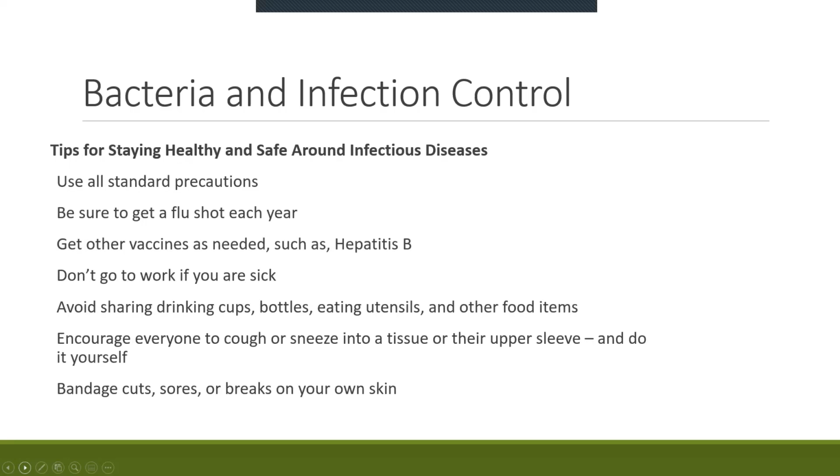Tips for staying healthy and safe around infectious diseases. Use all standard precautions. Be sure to get a flu shot each year. Get other vaccines as needed, such as hepatitis B. Don't go to work if you are sick. Avoid sharing drinking cups, bottles, eating utensils, and other food items. Encourage everyone to cough or sneeze into a tissue or their upper sleeve, and do it yourself.